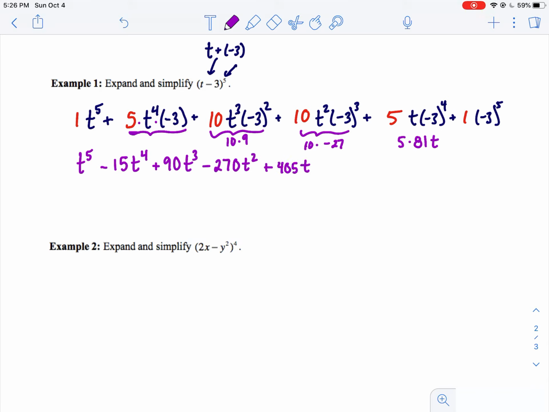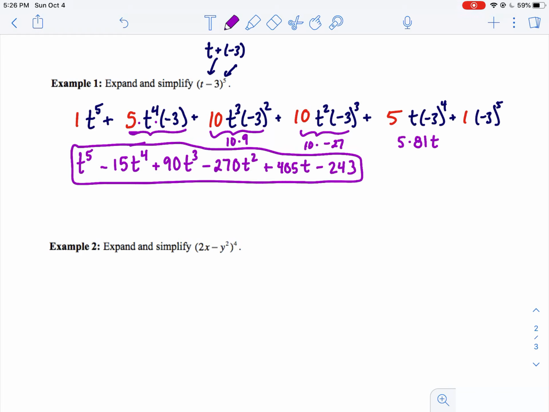So 405t, right? And then last but not least is the -3 to the fifth. So that's going to come out -243. So when I'm all done expanding this, one thing to note is because this time there were numbers involved, when you're done, you don't see the Pascal numbers out in front, right? Because they got multiplied by the other numbers within each term. So when you're finished this time, you don't see those Pascal numbers, but they were there when you helped generate your answer.